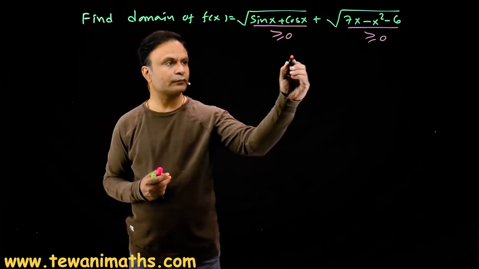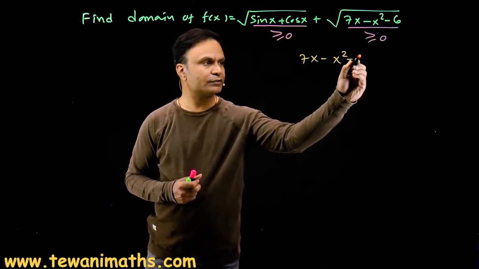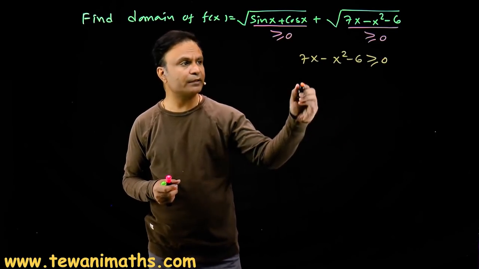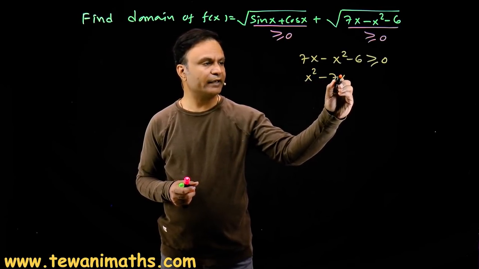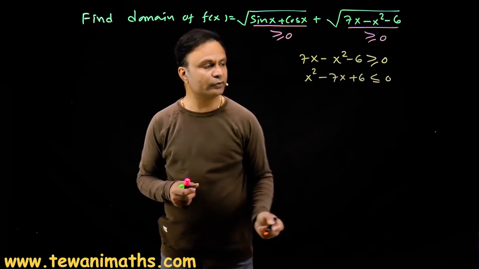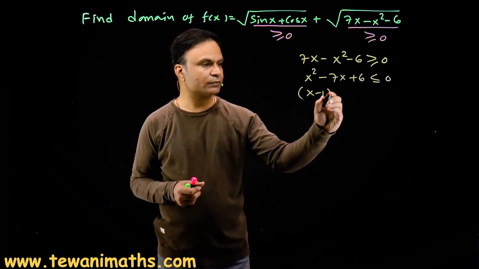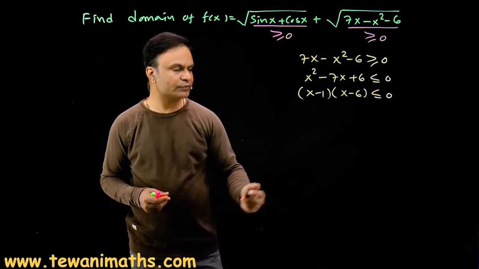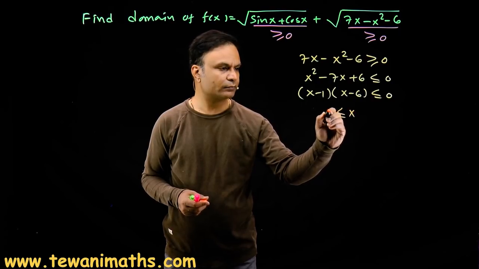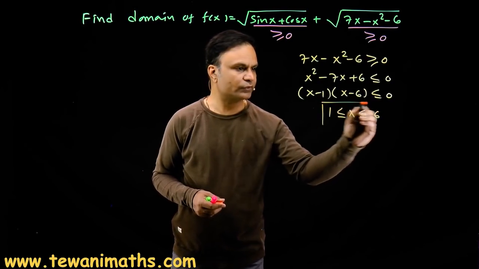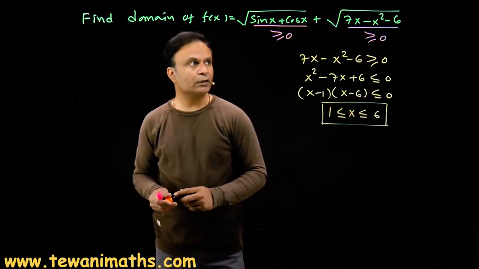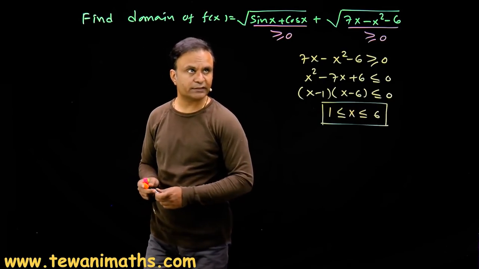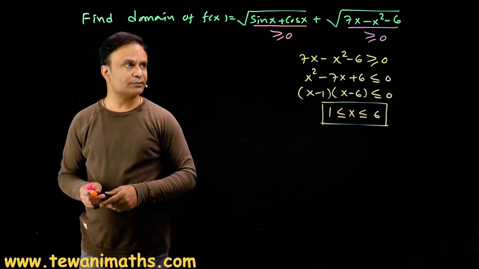We have 7x minus x square minus 6 greater than or equal to 0. So, multiplying both sides by minus sign, we have x square minus 7x plus 6 less than or equal to 0. Factorization is simple: x minus 1 multiplied by x minus 6 less than or equal to 0. So, from the sign scheme method, we have x belongs to [1, 6]. This is condition number 1, to ensure that this term, square root of 7x minus x square minus 6, is defined. Now this term, square root of sin x plus cos x.